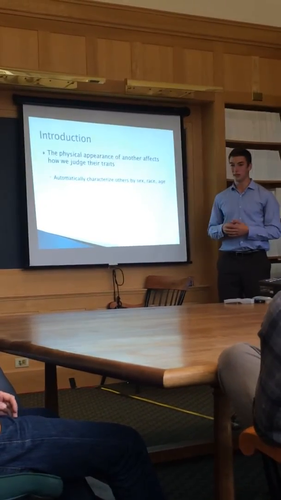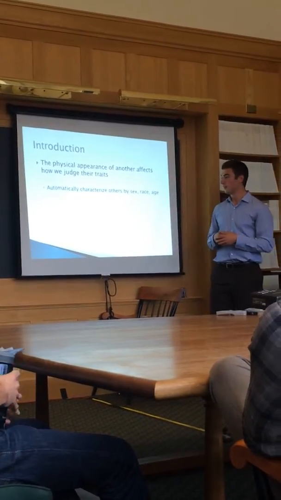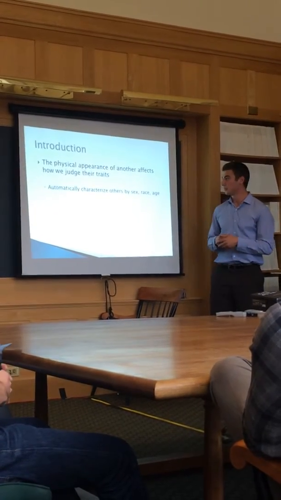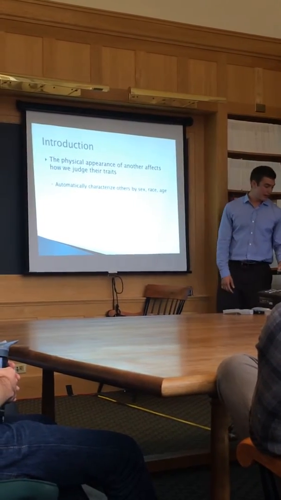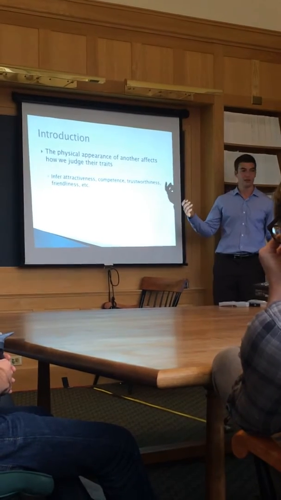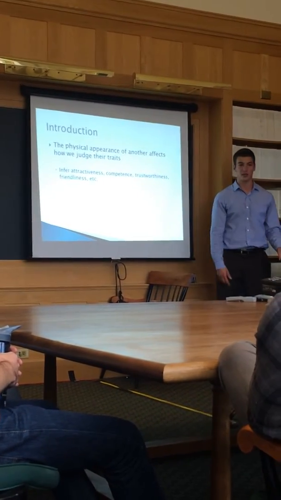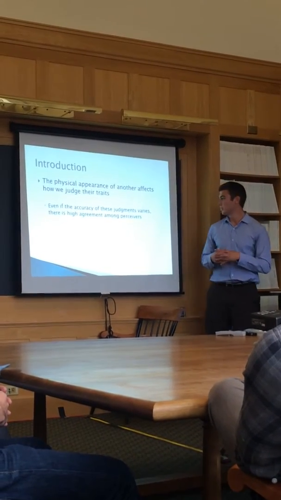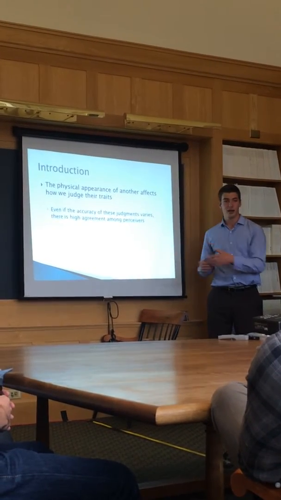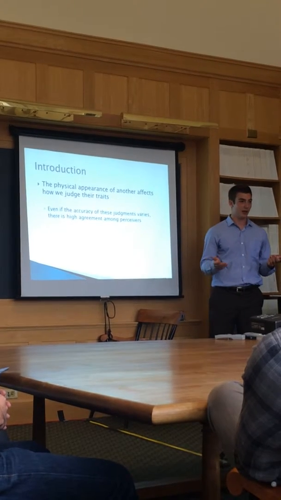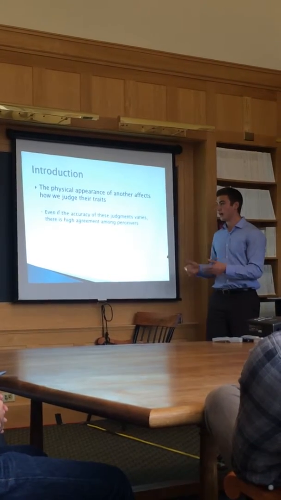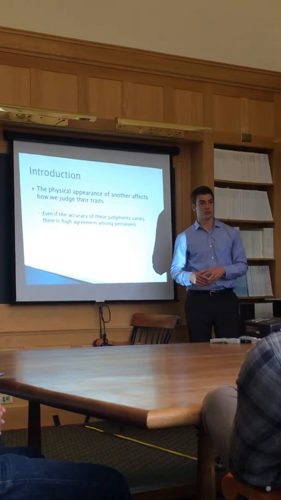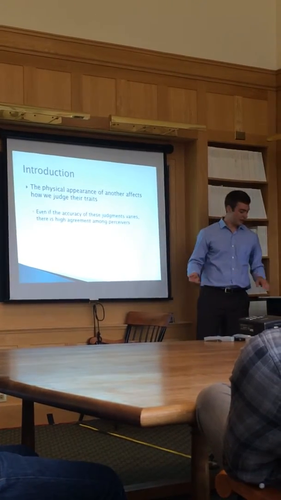Undoubtedly, the physical appearance of another person affects how we judge their personality and their traits. We know that we automatically characterize others by sex, race, and age. We infer attractiveness, competence, trustworthiness, and friendliness just from looking at somebody. Even if the accuracy of these judgments varies, so even if I look at somebody and think they're trustworthy and they're actually not, there's still high agreement among perceivers. Most of us in this room would agree that they look trustworthy, even if they're not.